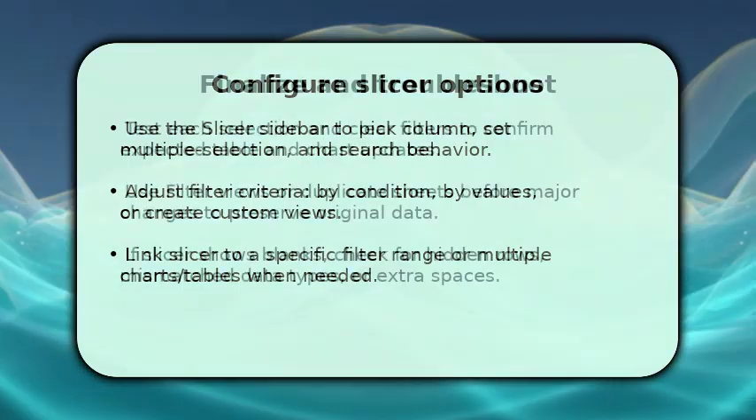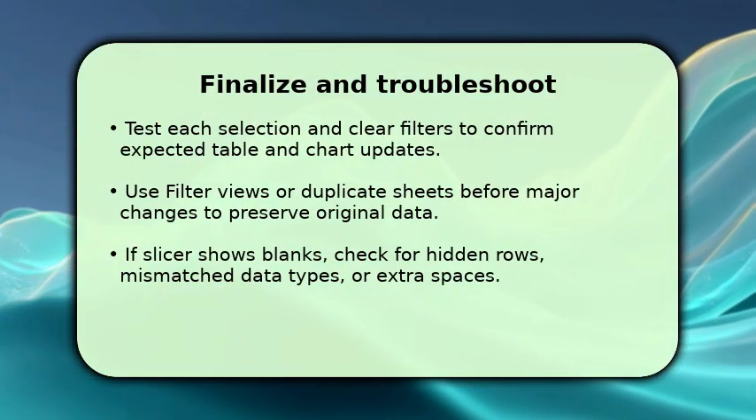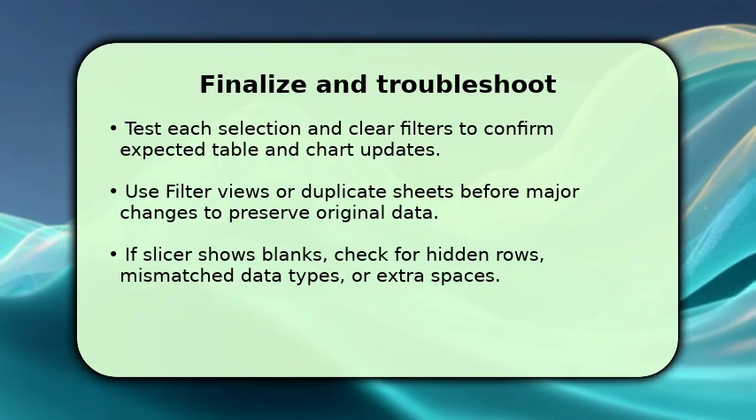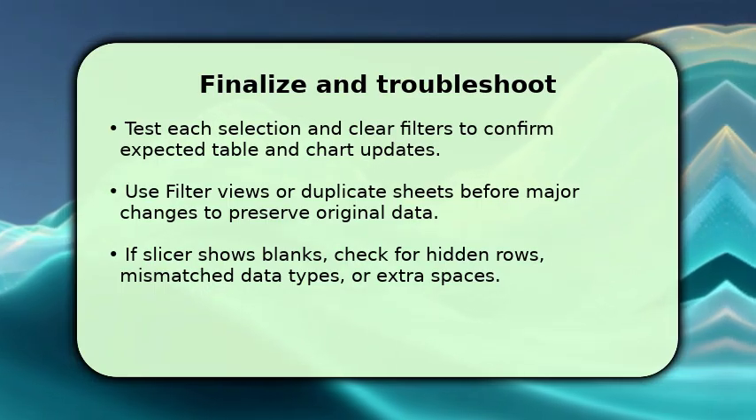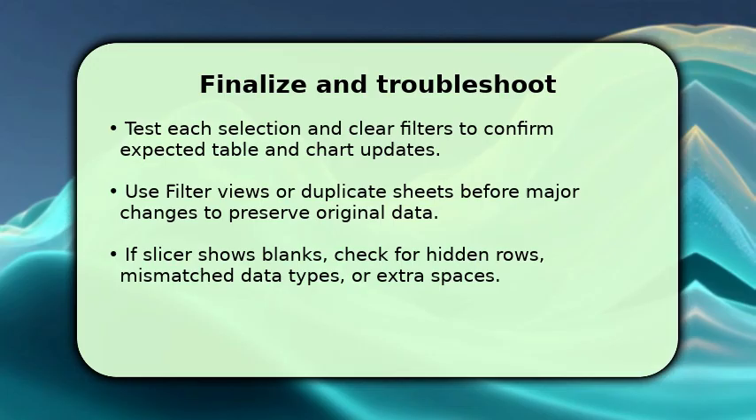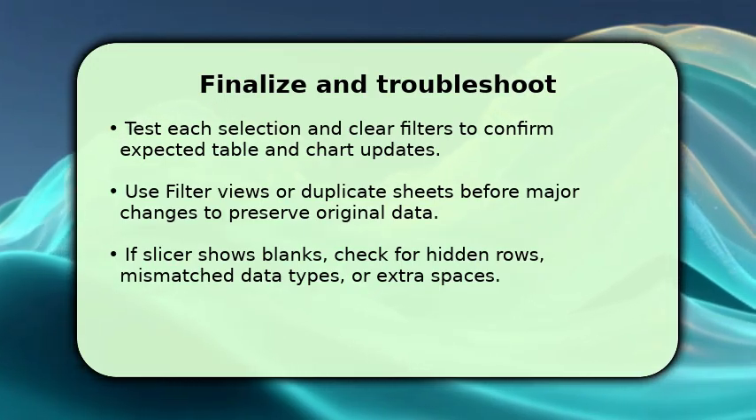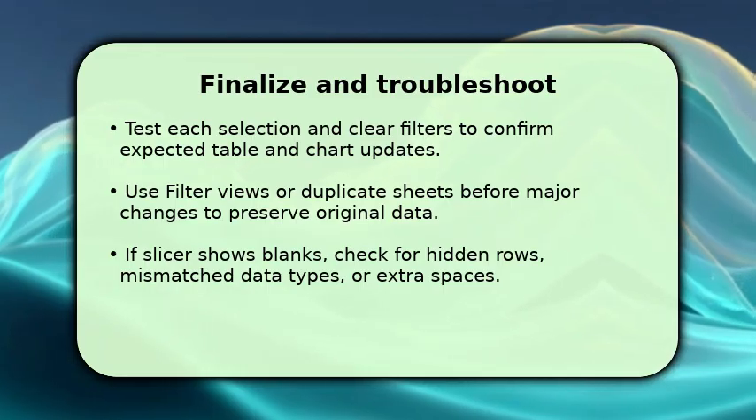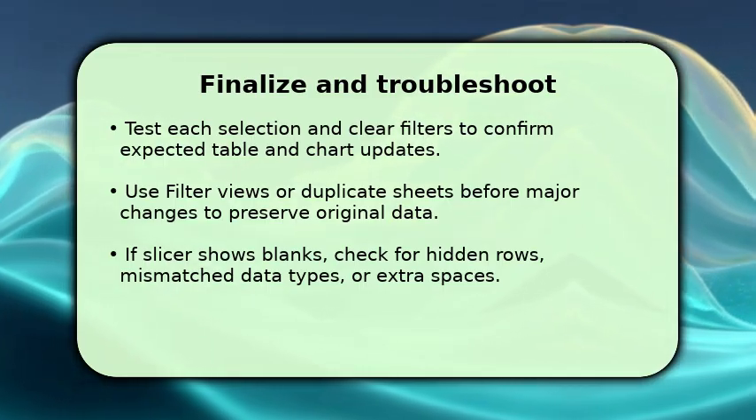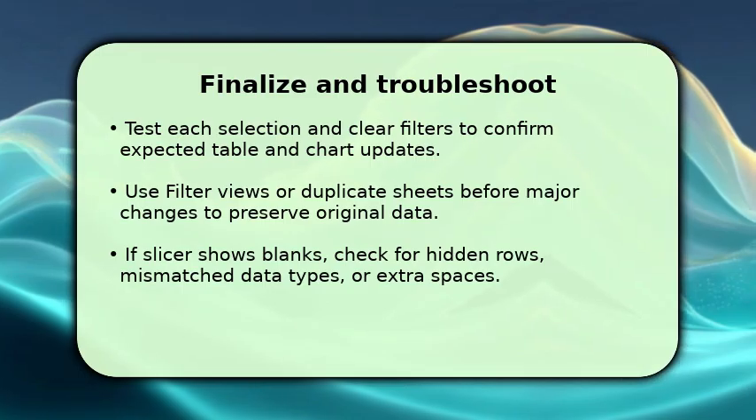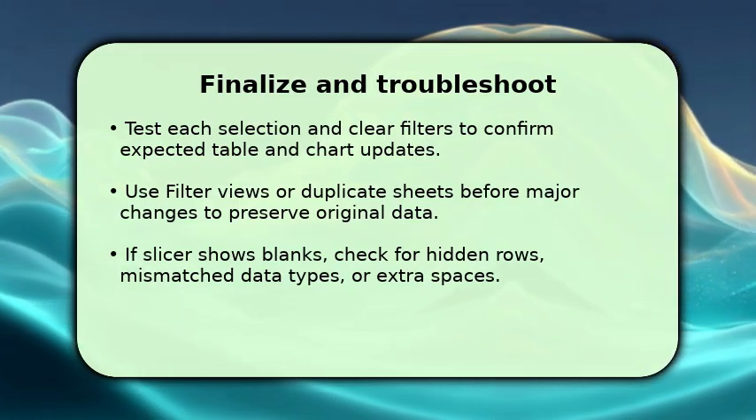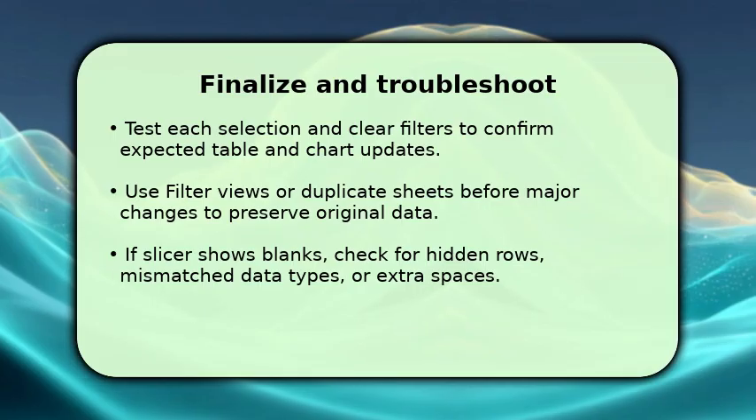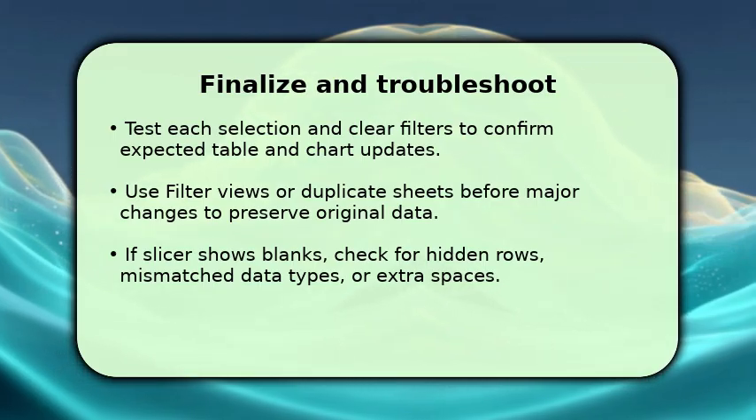Finish by testing. Click various slicer values and clear filters to confirm tables and charts update correctly. Make sure your visuals reflect intended aggregation. If not, revisit the range or data types. If you plan big edits, create a filter view or duplicate the sheet first so you can roll back without losing work. One key troubleshooting tip: if the slicer shows unexpected blanks or missing items, check for hidden rows, inconsistent types, or stray spaces. Cleaning those fixes most slicer problems quickly.